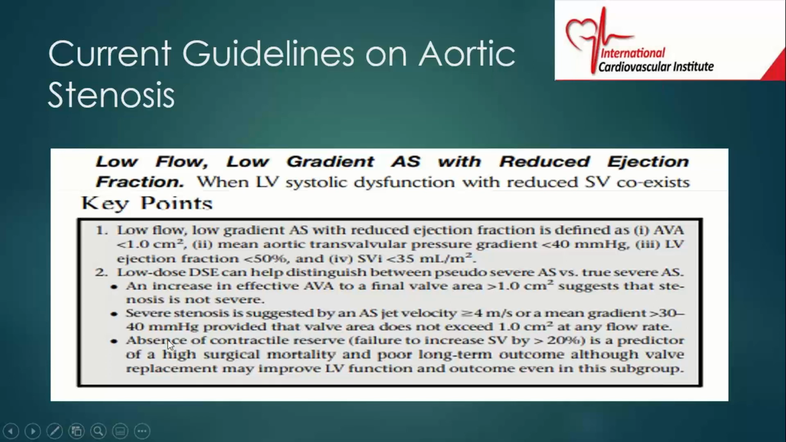And as we mentioned before, there's a special group who have the absence of contractile reserve. They cannot increase the stroke volume more than 20%. So these patients have high surgical mortality. Okay.